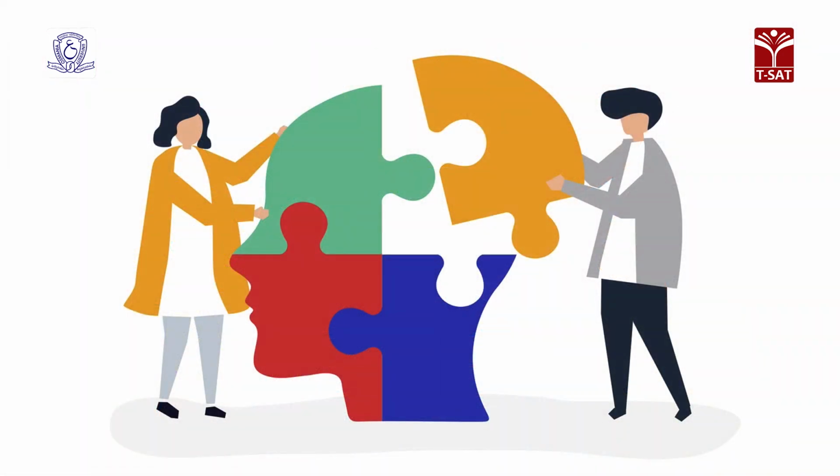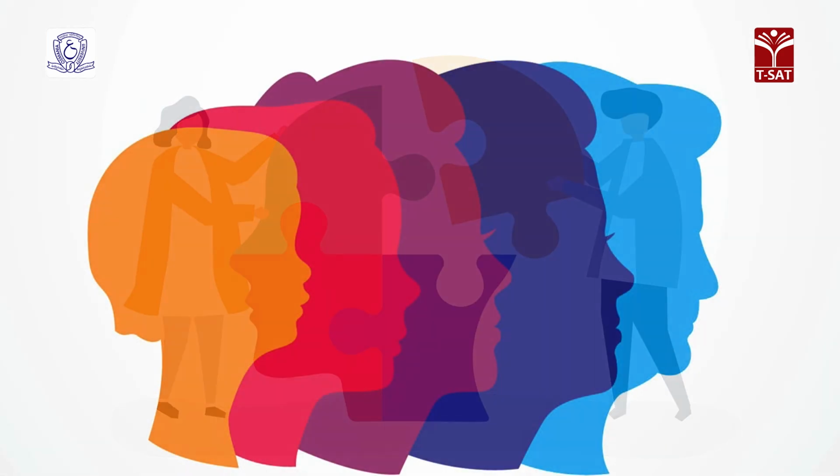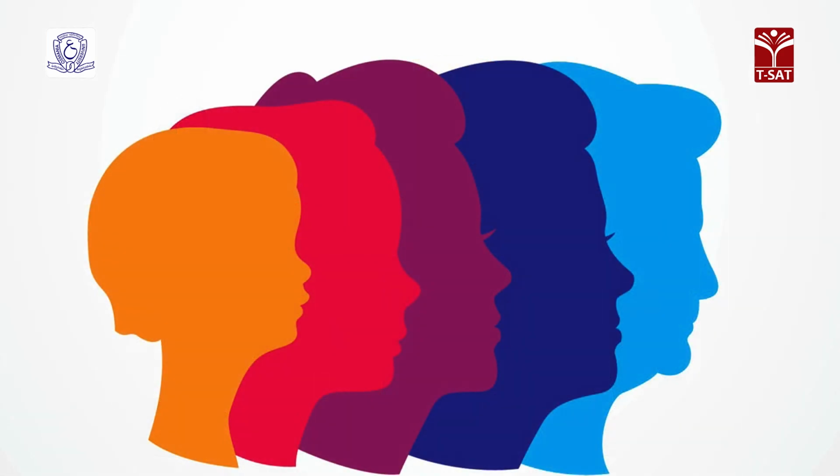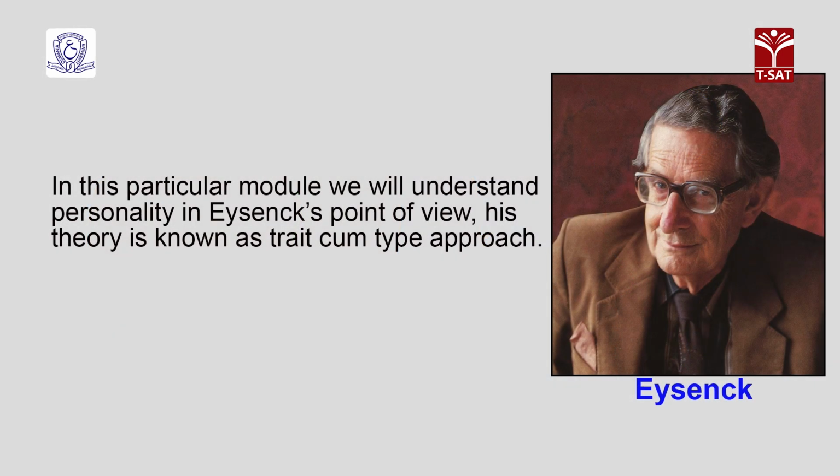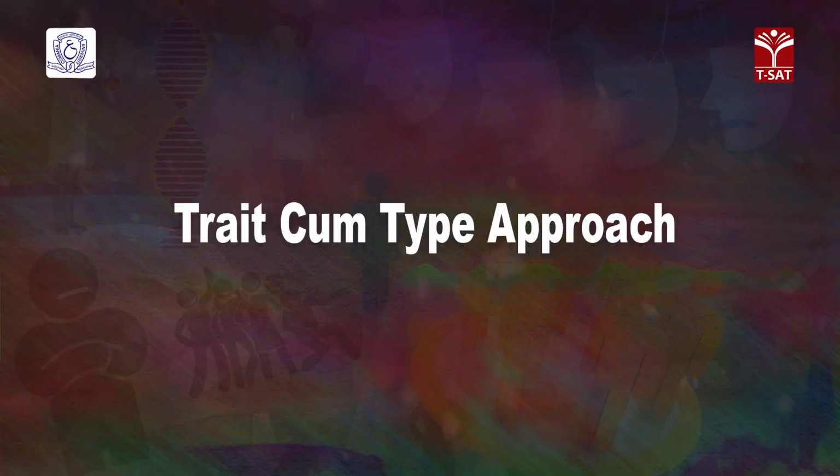As you know, there are various theories of personality proposed, which help us to understand the nature of personality. These different theories give us a diverse view about personality. In this particular module, we will understand personality from Eysenck's point of view. His theory is known as trait-cum-type approach. What is this trait-cum-type approach?